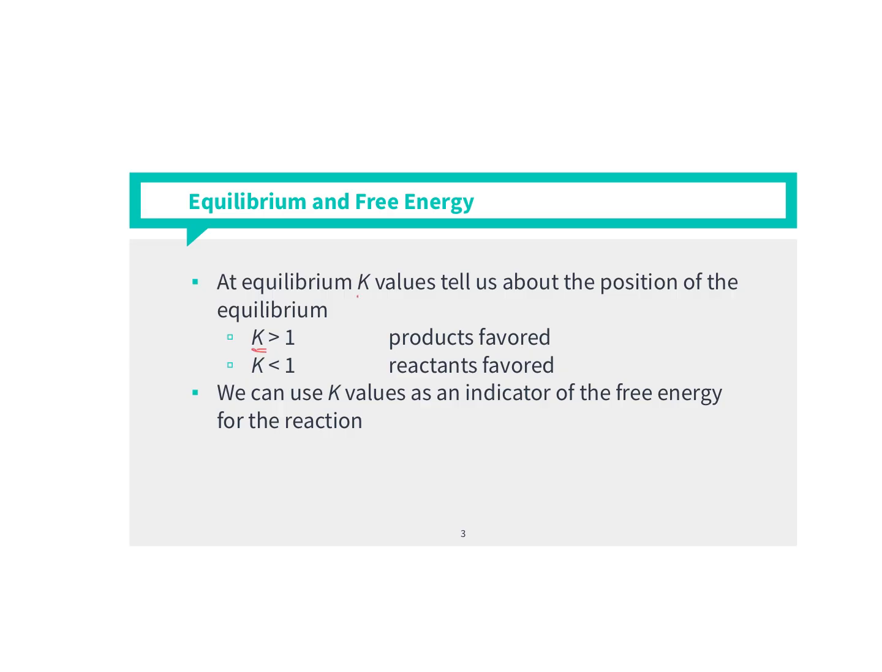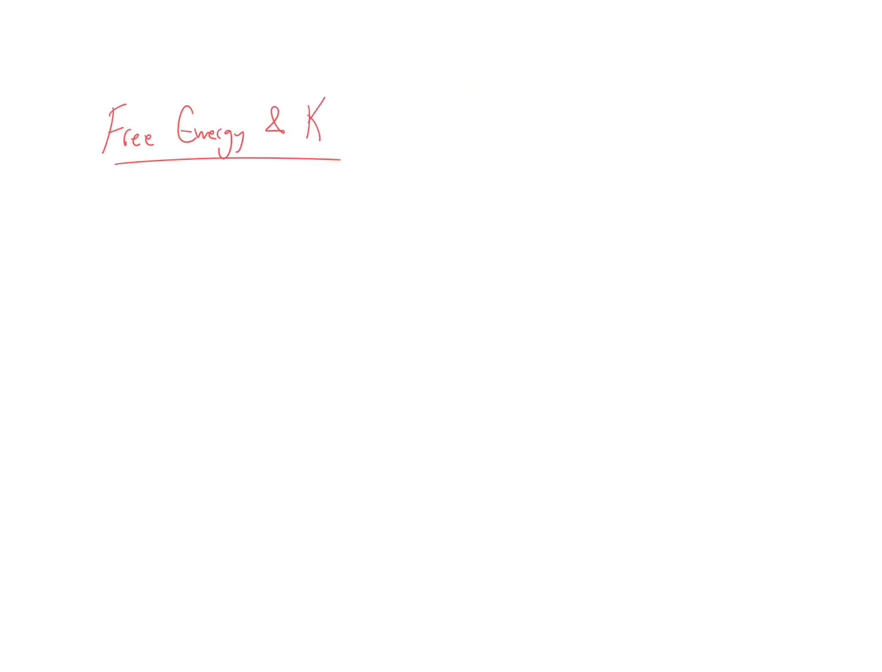If K is greater than 1, your products are favored. If K is less than 1, your reactants are favored. And as a reminder, K is just equal to the concentration of products over concentration of reactants. Of course, if your products are favored, you're going to have a value that's more than 1. If reactants are favored, you're going to have a value that's less than 1. We can also use K values as an indicator of the free energy of the reaction, and I'll show you in a few slides how you can actually calculate that.